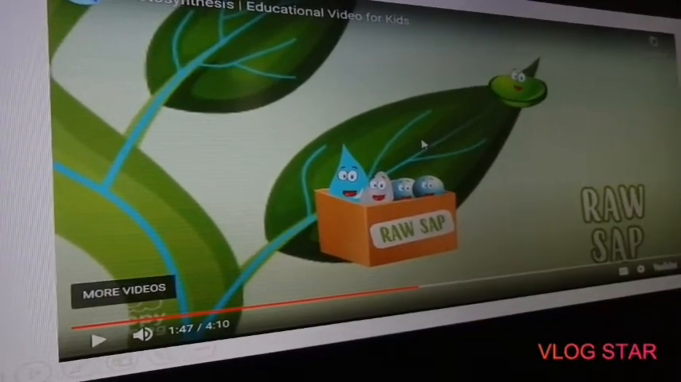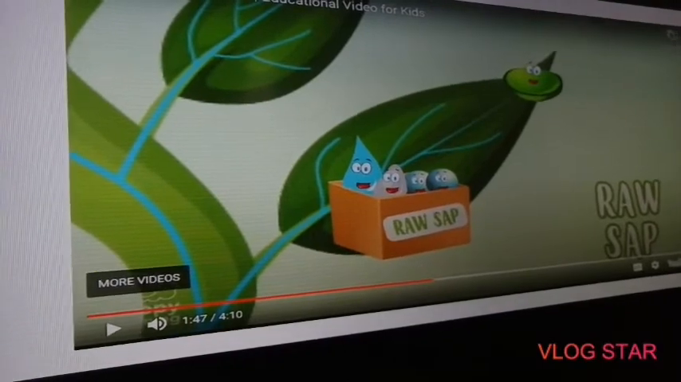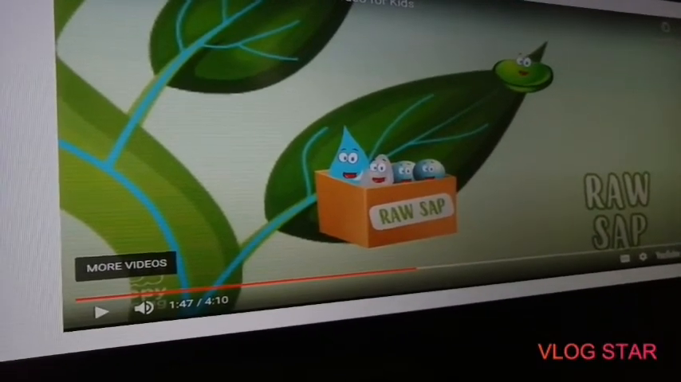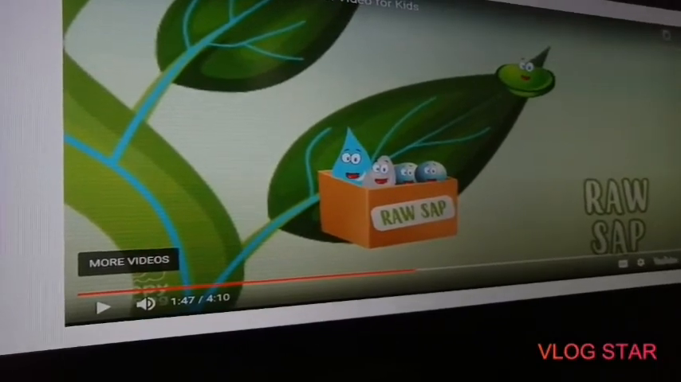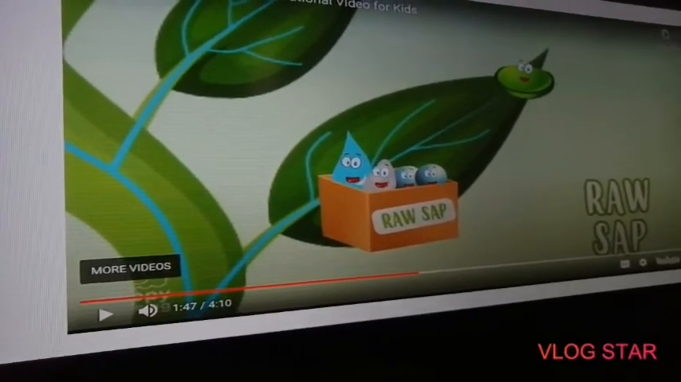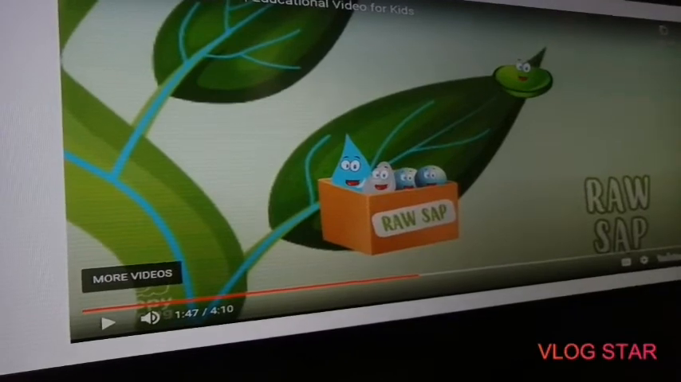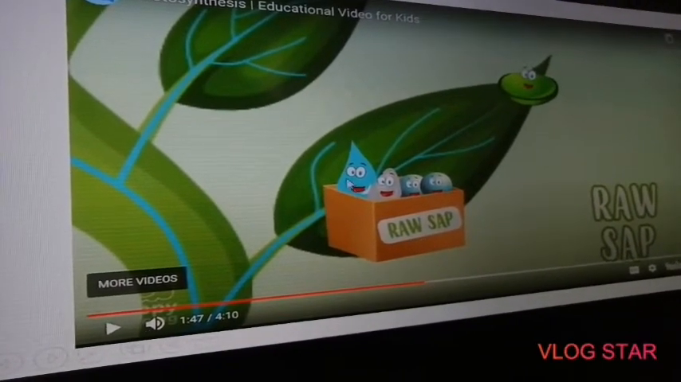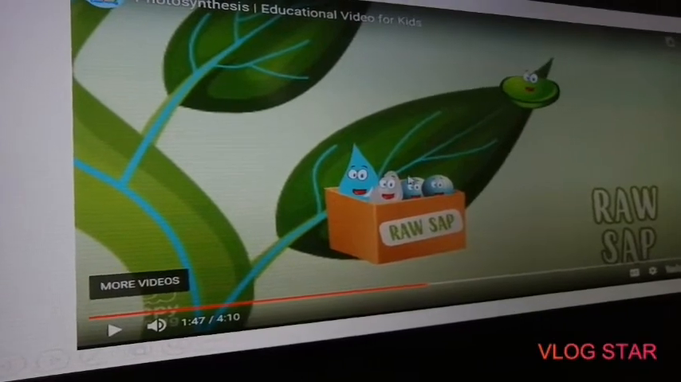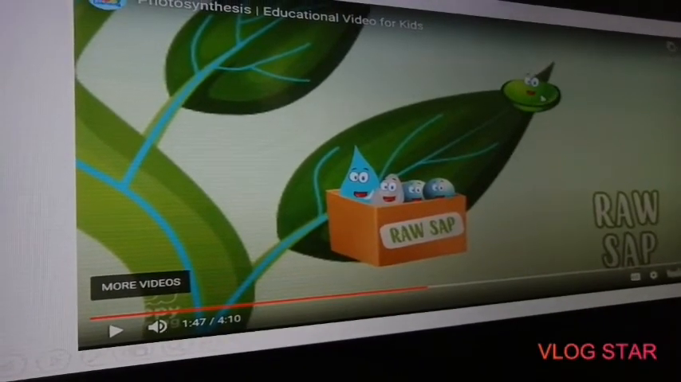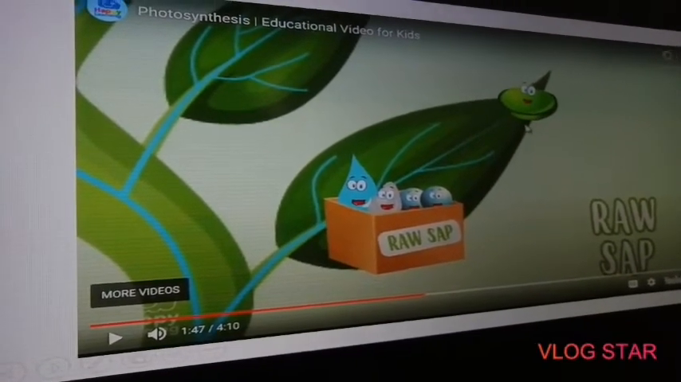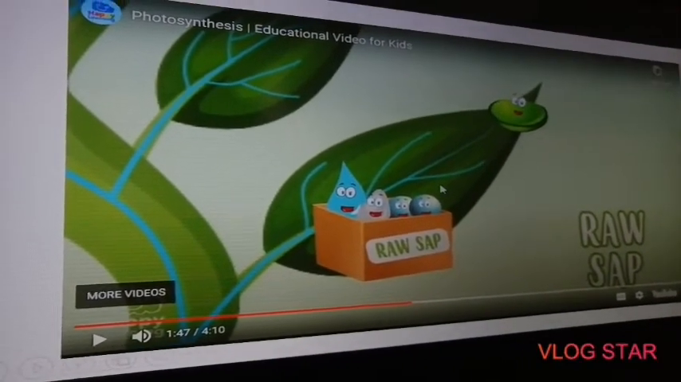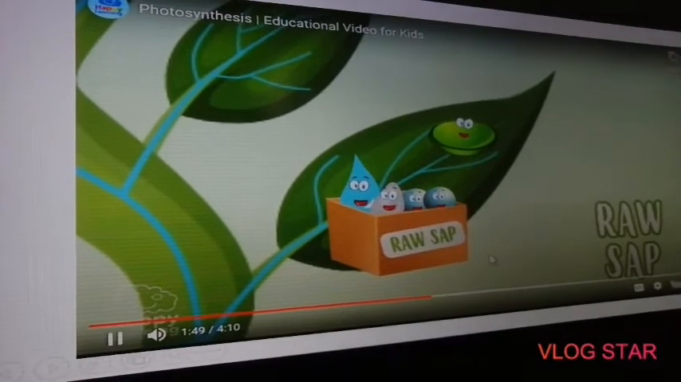What do you mean by raw sap? Raw sap means raw material. Just before you cook your vegetable, the materials are raw. We call them raw vegetables, correct? In the same way, these are raw materials which are used in making the food for the plant. Now chlorophyll plays an important role in this. Chlorophyll helps in the preparation of the food.